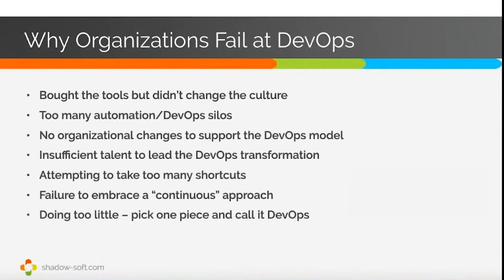And doing too little. I mean, we might pick one place, start with the automated build. If we think doing an automated build is all we need to be DevOps, then we're doing too little. DevOps really does touch all the disciplines involved in delivering software to the customer. So we need to make sure that we're thinking broad enough. Now I've implemented DevOps many times and done things in pockets, but then I've strung them all together to make the DevOps model work.